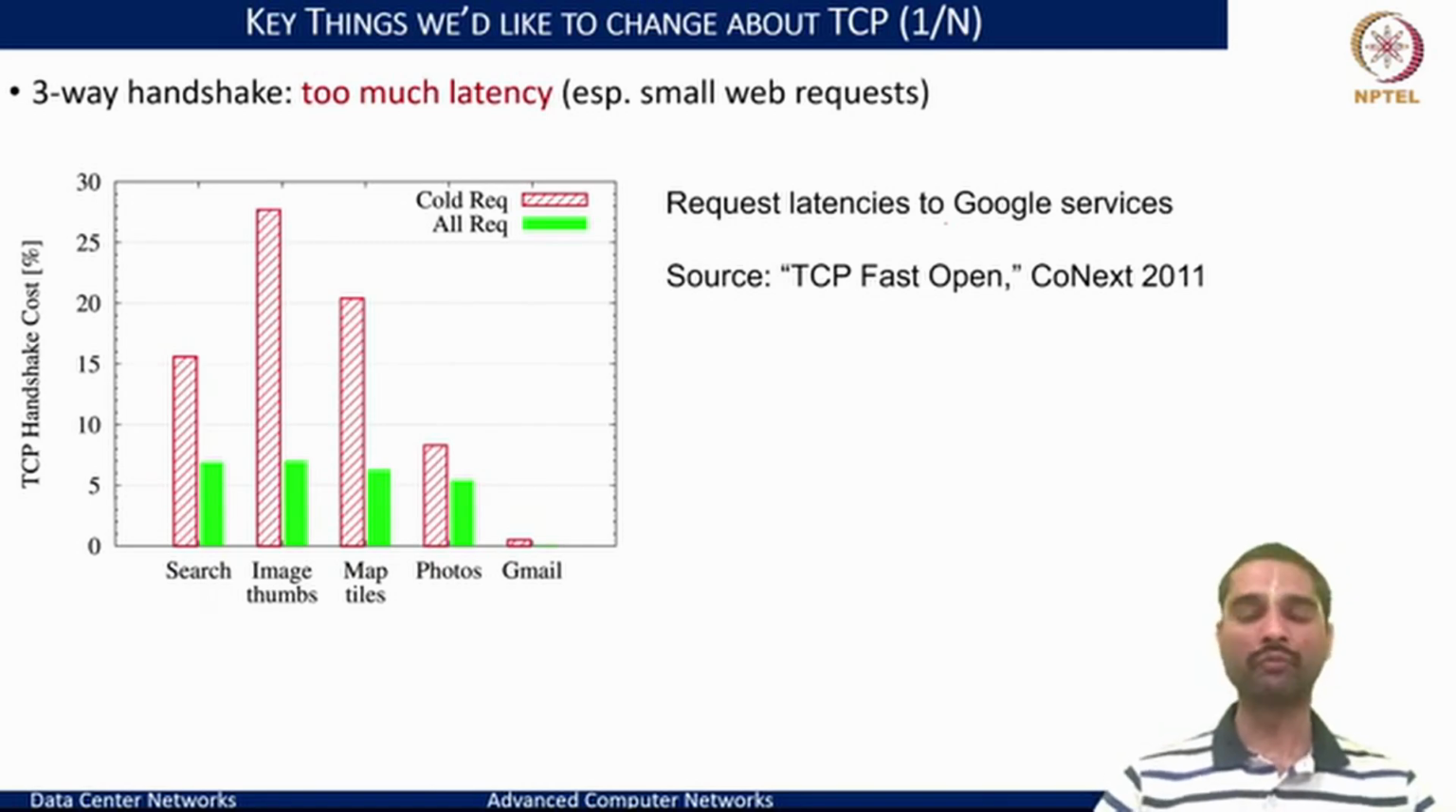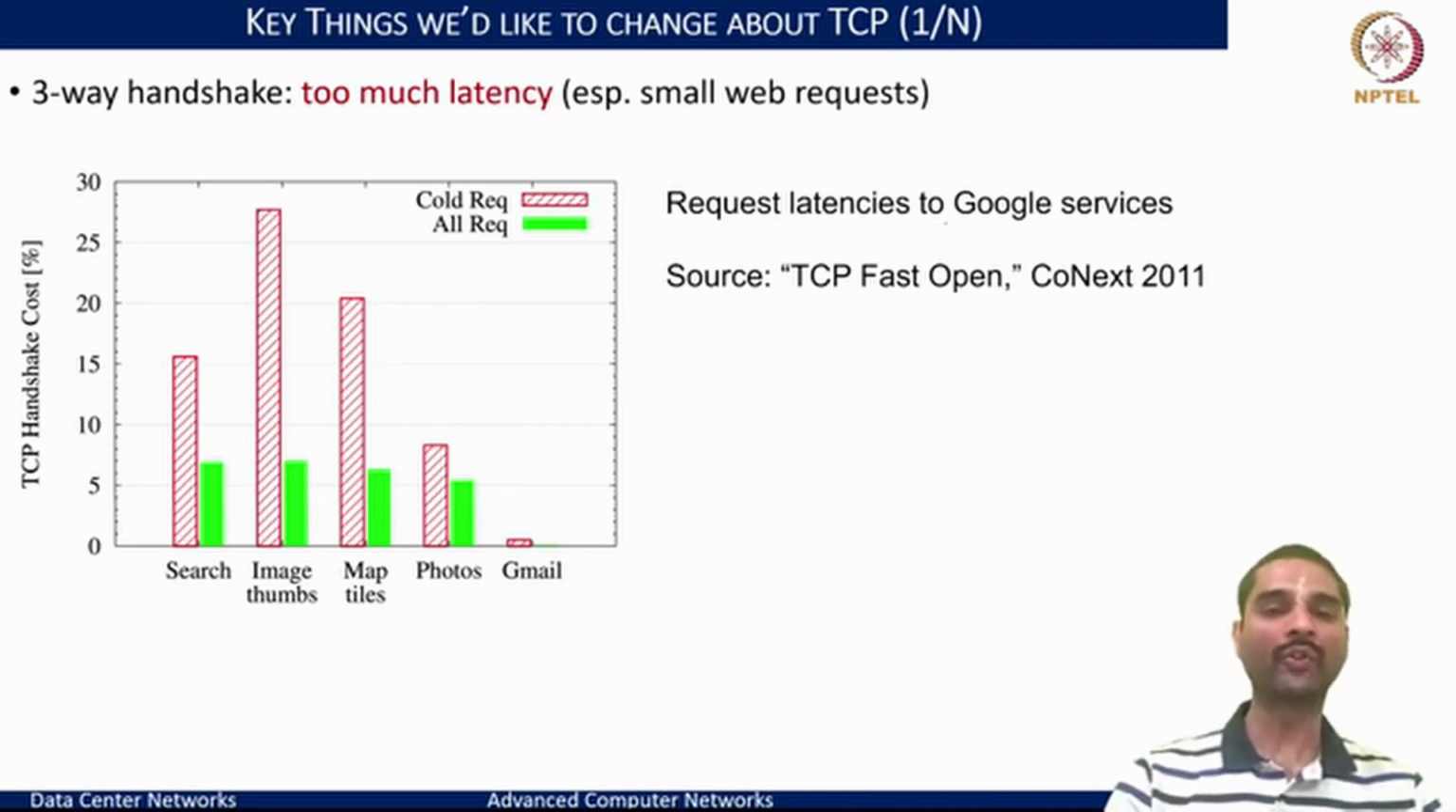So there were many works that came in light of how to address this three-way handshake approach, and one of the nice works is in CoNEXT 2011, TCP Fast Open. It tried to analyze what the real overhead is that we see with TCP. It was shown in this plot that when you are doing a simple search kind of query, you are paying around 15 to 20% overhead from the initial handshake.